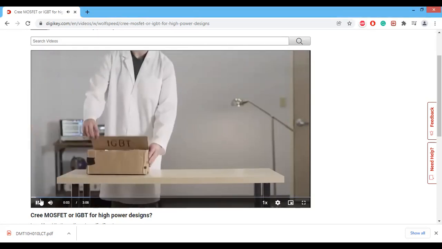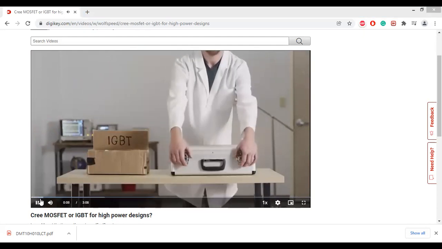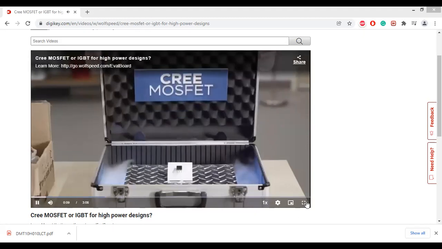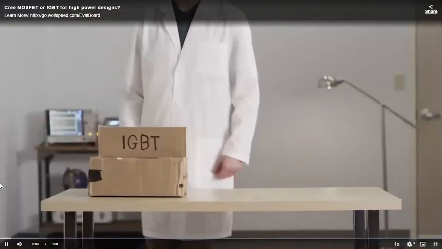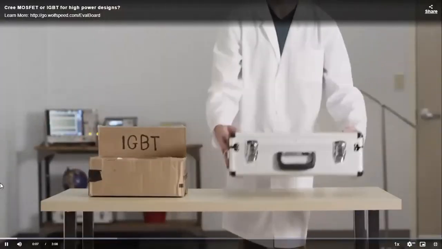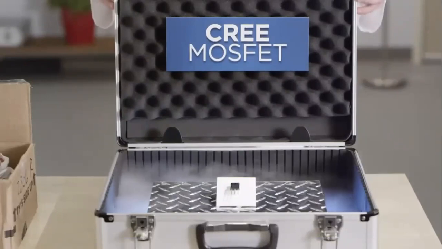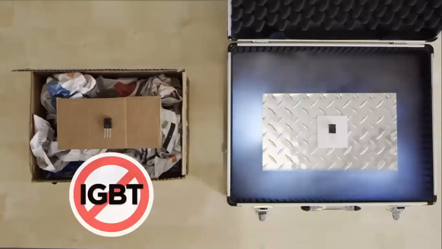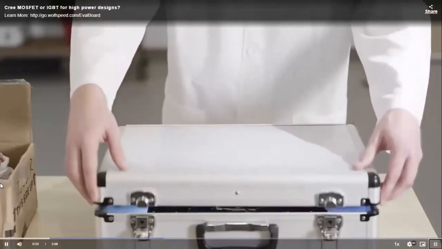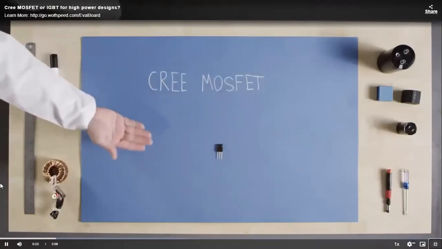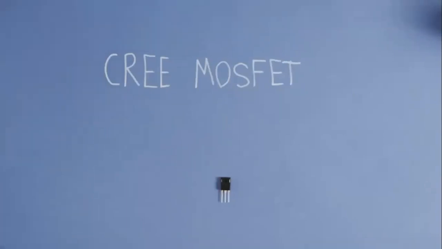Are you still using an IGBT? Perhaps you haven't heard about the cutting-edge Cree MOSFET technology. If you're ready to take your power converter designs to the next level, it's time to say no to the IGBT and yes to the Cree MOSFET. Cree has made major advances in MOSFET technology that have totally changed the power conversion game and opened up some exciting design options. So let's get technical.